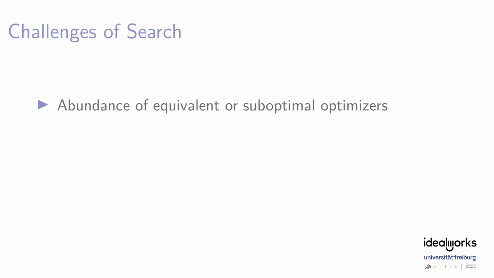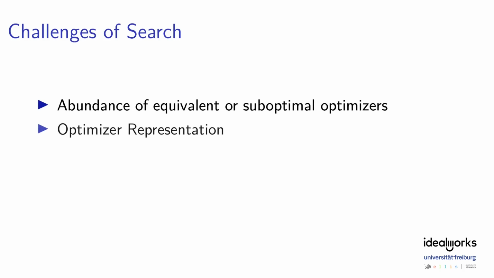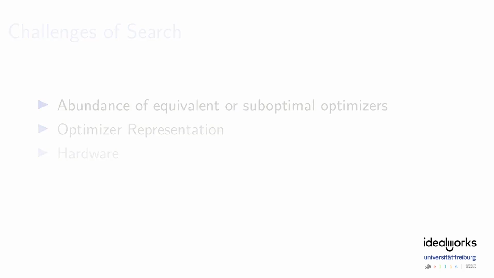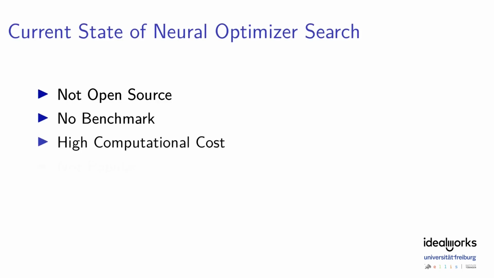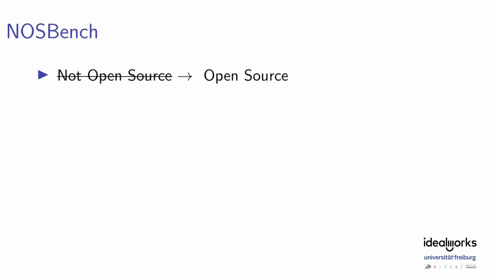These challenges can be listed as follows: abundance of equivalent or suboptimal optimizers, optimizer representation, and hardware requirements. Currently, neural optimizer search is not open source. There is no benchmark, it has high computational cost, and it is not popular among researchers. NOSBench aims to address these challenges.